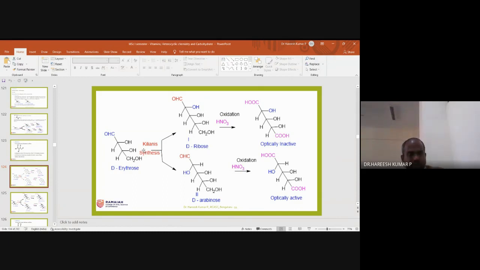So that means one carbon, a newly constructed aldehyde, is added to this carbon. The already present aldehyde is converted into alcohol. Suppose the alcohol is going towards the right, then it is called ribose. If the hydroxy group is going towards the left, then it is called arabinose.